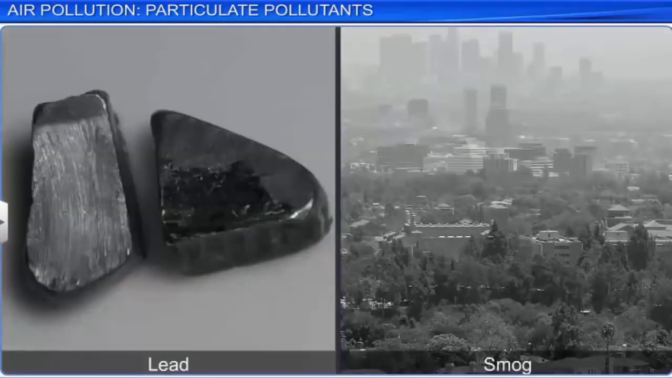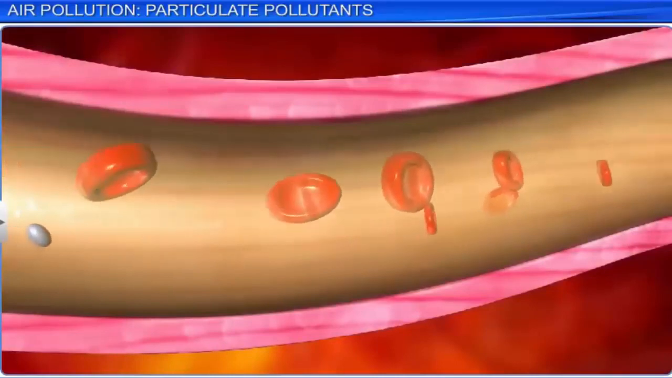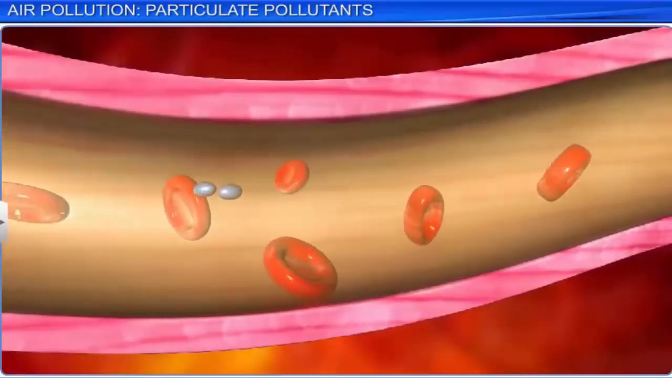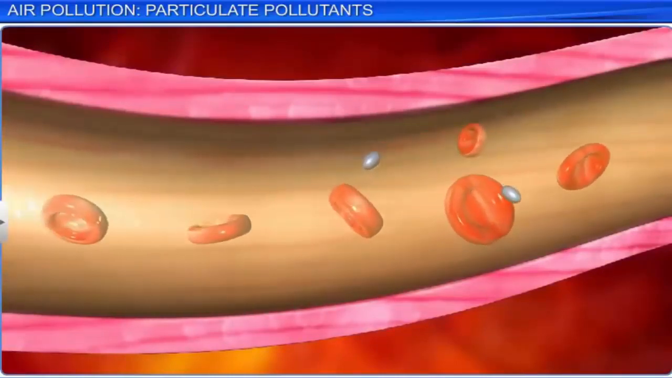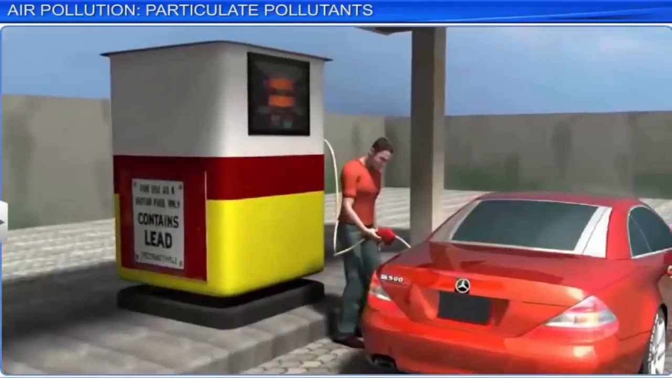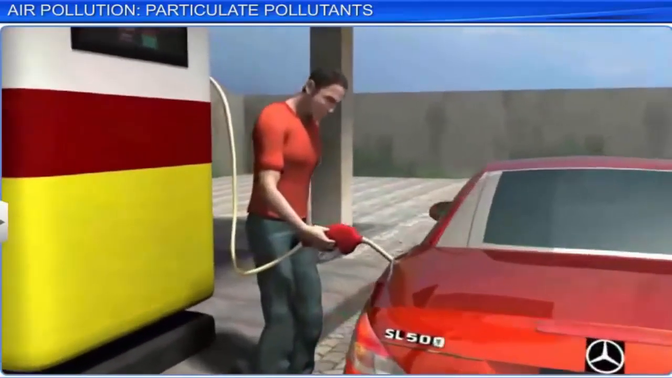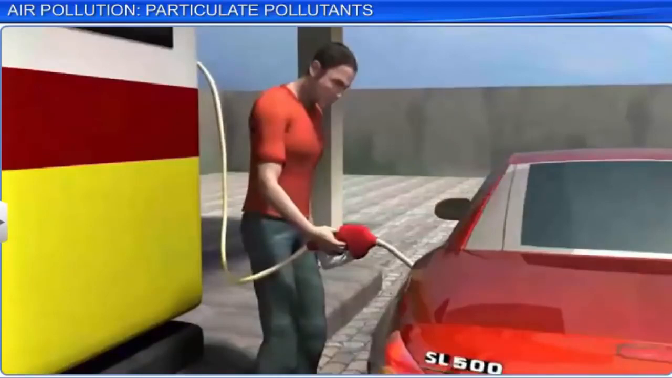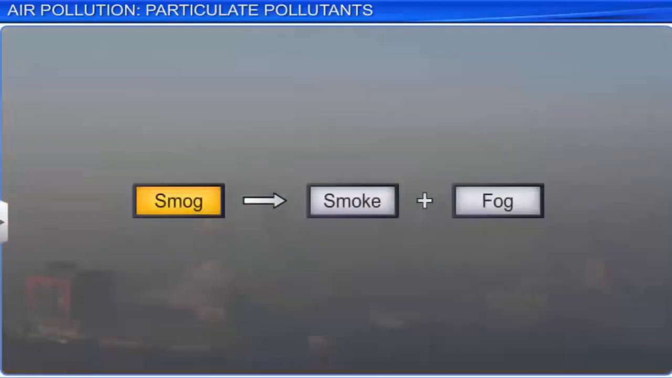Apart from particulate pollutants, 2 other major air pollutants are lead and smog. Lead affects the maturation and development of red blood cells in animals. It is mostly emitted by vehicles that use leaded petrol. Smog is a mixture of smoke and fog and is the most common cause of air pollution in major cities.